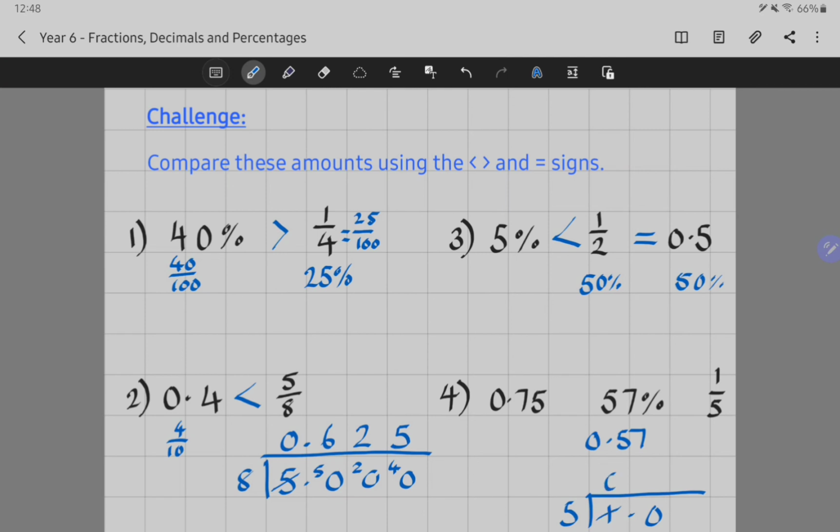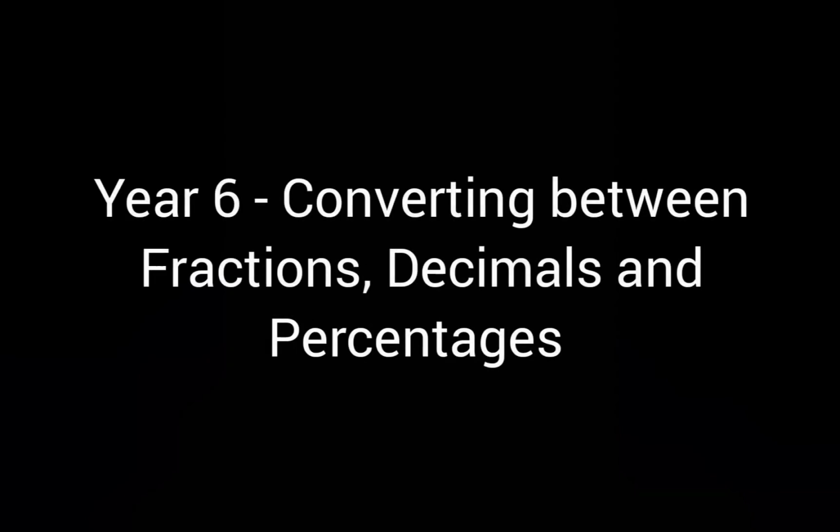5 into 1 doesn't go, it's too big. 5 into 10 goes twice, 0.2. So that means that 0.75 was larger, and 57% was also larger. Well done if you got all those. Those are tricky ones, they were challenges, but well done for giving it a go.